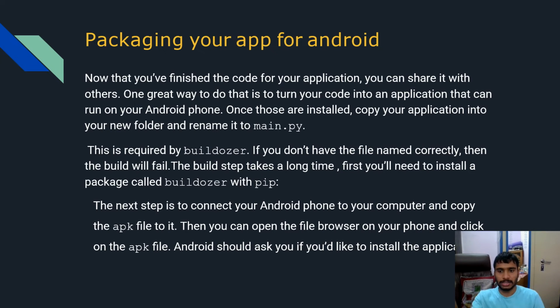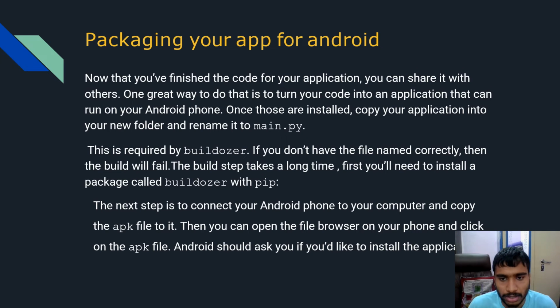I'm repeating the steps again. The last step is packaging your app for Android. Now that you have finished the code for your application, you can share it with others. One great way to do that is to turn your code into an application that can run on your Android phone. Once those are installed, copy your application into your new folder and rename it to main.py. This is required by Buildozer. If you don't have the file named correctly, then the build will fail.